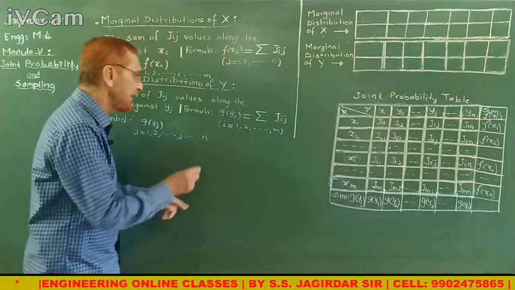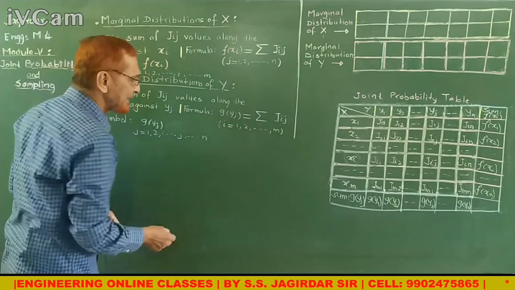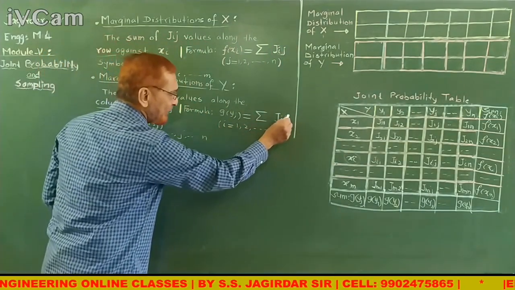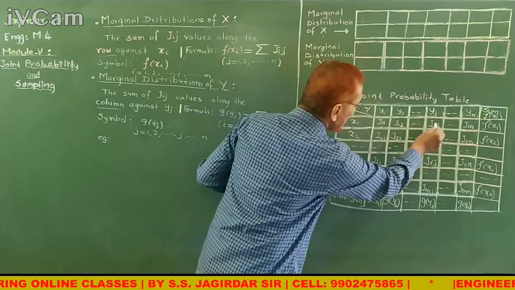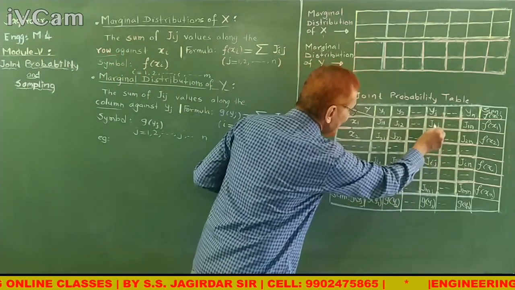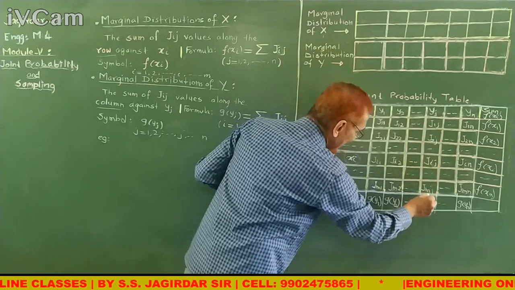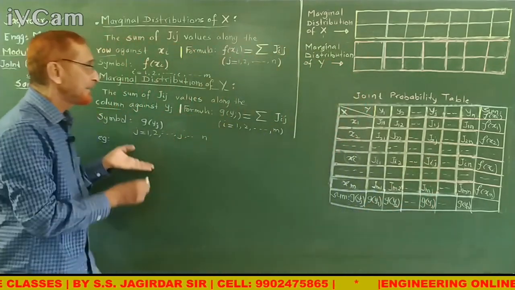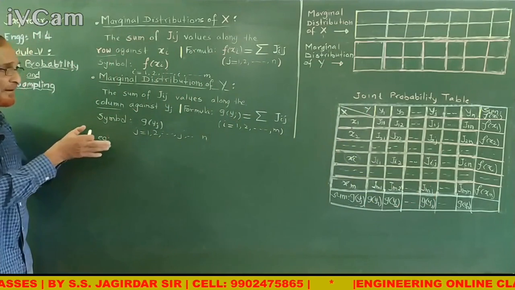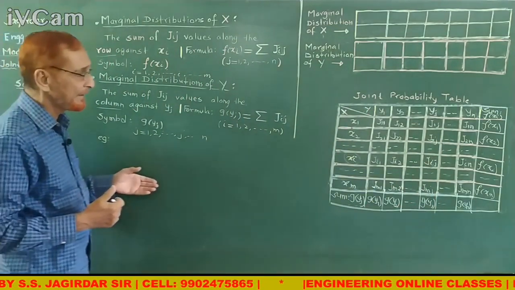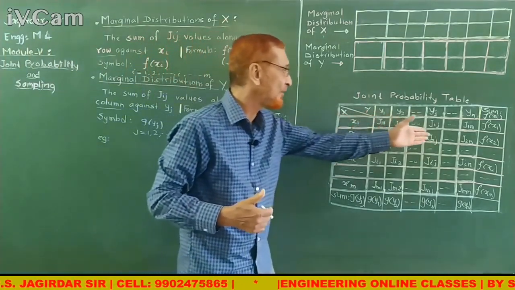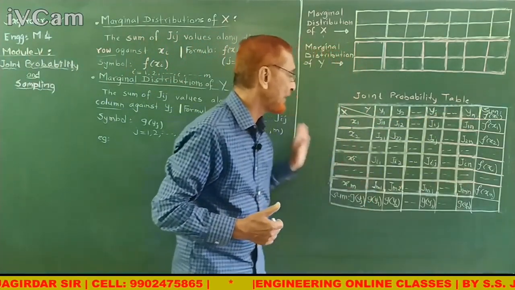So the formula is the summation of J_ij values, where j is constant and i takes the values 1 to m. So these two quantities are extracted out of this table, and in the same table we have extended one column and one row, and we have got this.